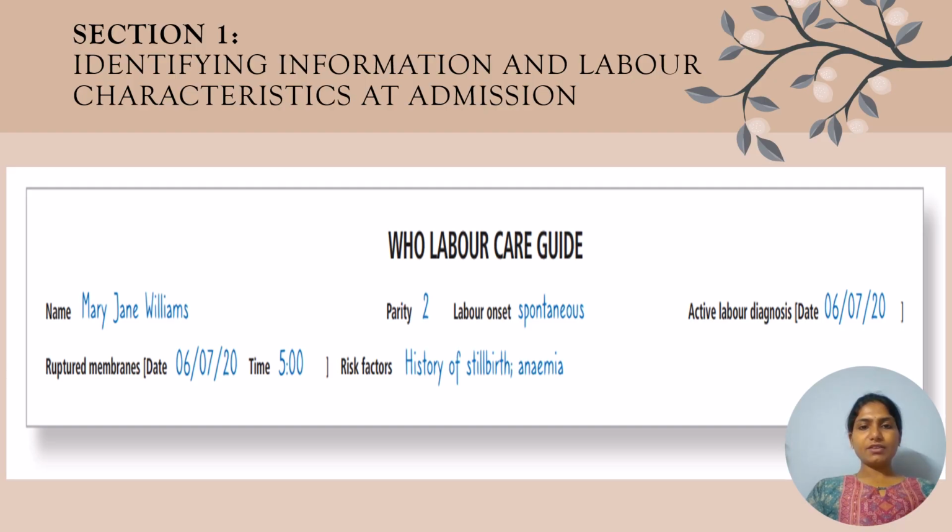So what is section 1? It is almost the same as the partograph. It includes the name, parity, whether the labor onset was spontaneous or induced, the active labor diagnosis, that is the date and time when she is in active labor, the ruptured membranes date and time, and any other risk factors. The very important addition to this labor care guide is risk factor assessment. Any maternal risk factors or fetal risk factors or placental factors we have to address should be mentioned here. That gives us the importance to monitor the woman throughout. So this section is mainly identifying the information and labor characteristics at the time of admission.